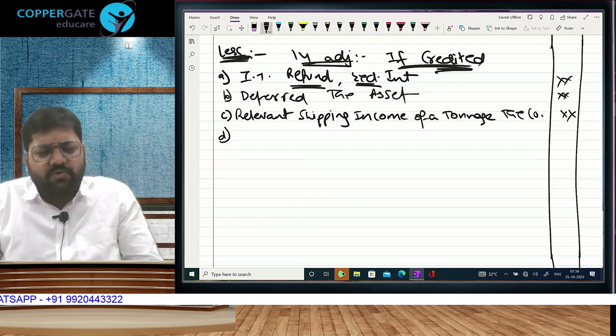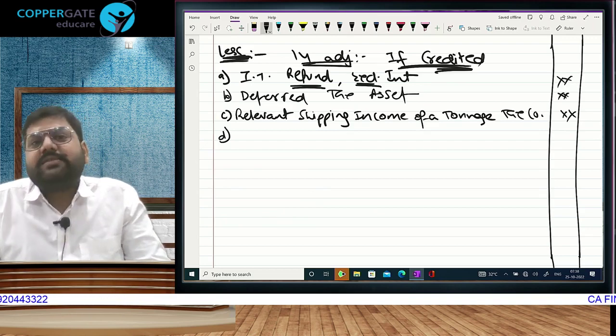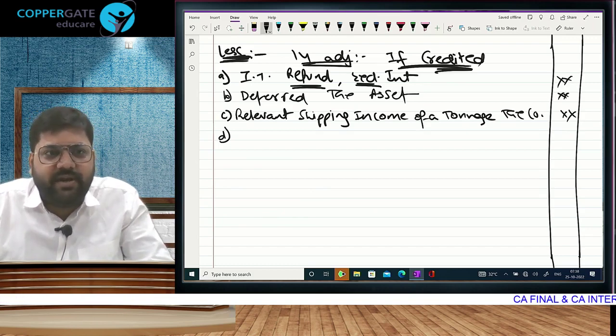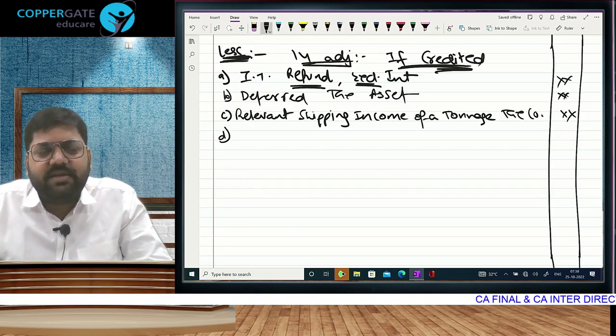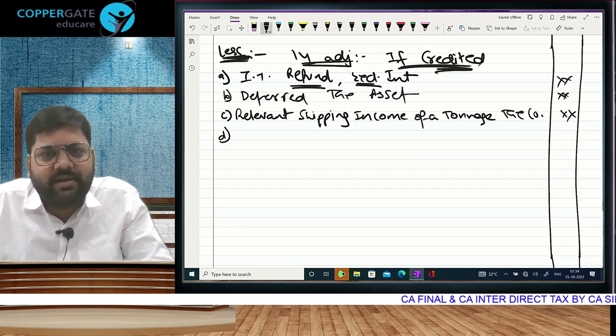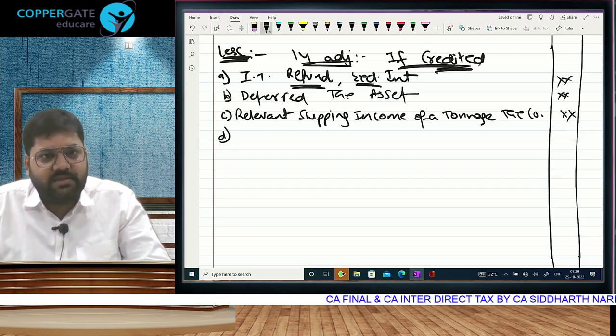Look, in our volume 2, we have a chapter, tonnage tax scheme. It is a scheme of presumptive taxation for shipping companies. We have presumptive section 44ADA for professionals. A similar scheme is given to companies in shipping business, the goods transport business internationally. For them there is a scheme called tonnage tax scheme.